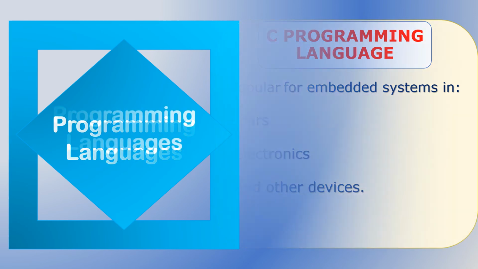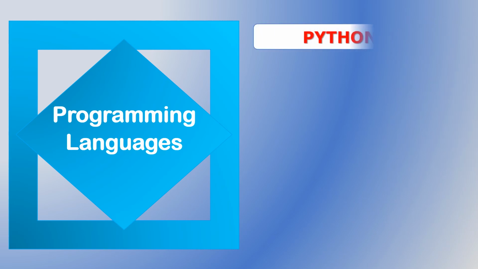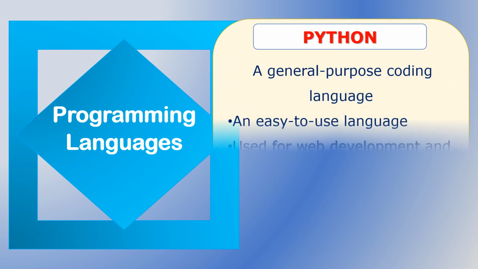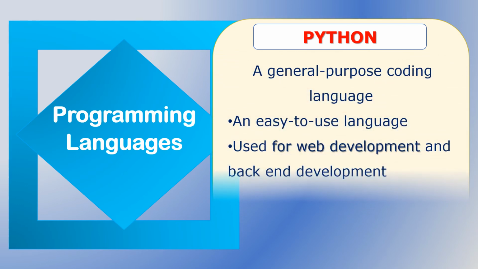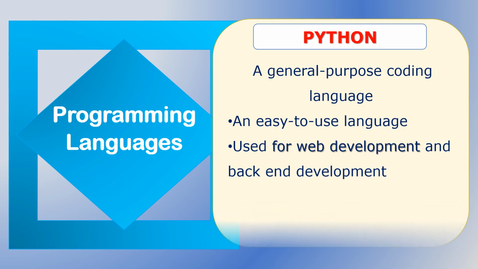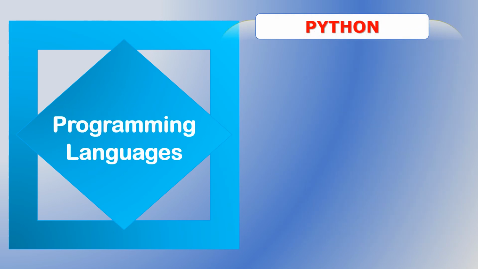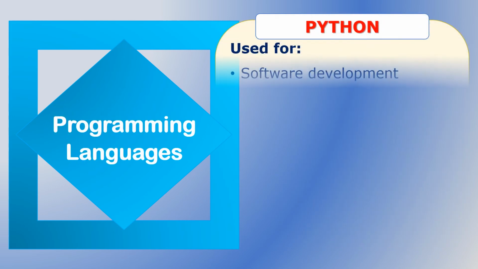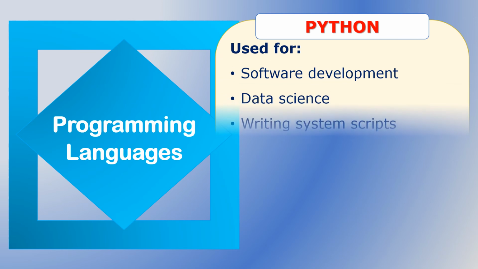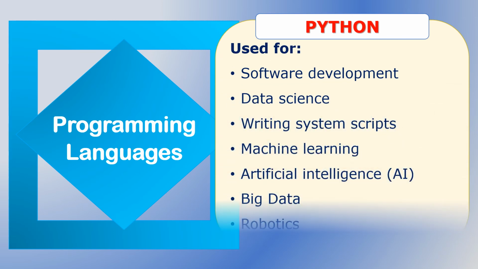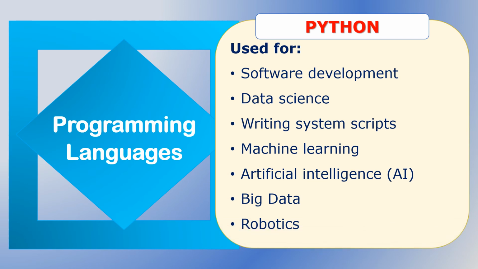Next, Python is a general-purpose coding language, designed as an easy-to-use language, used for web development and back-end development. Python is used for software development, data science and writing system scripts, machine learning and artificial intelligence, big data, and robotics.